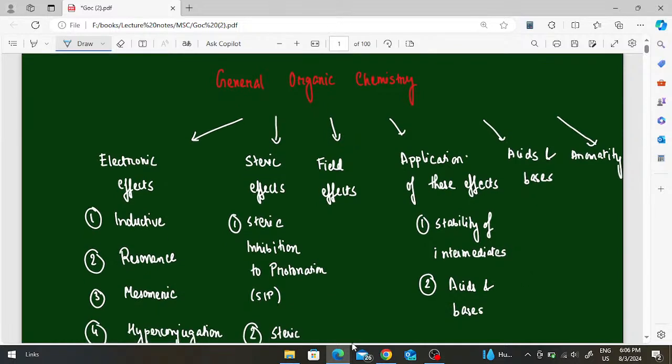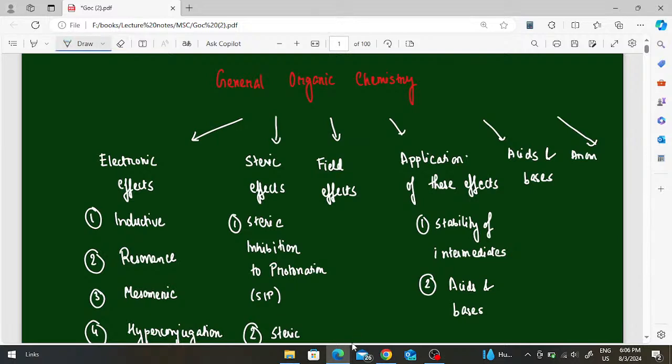So when you're studying general organic chemistry, we're going to study different kinds of effects. First of all, we are going to see electronic effects, and based on the electronic effects, we are going to study steric effects that accompany them, the field effects, the application of these effects, and acids and bases in organic chemistry. Everything will be based on these electronic effects, most likely they will stem out of it. And finally we'll see aromaticity in the end.